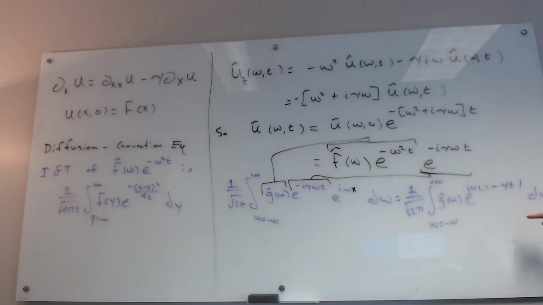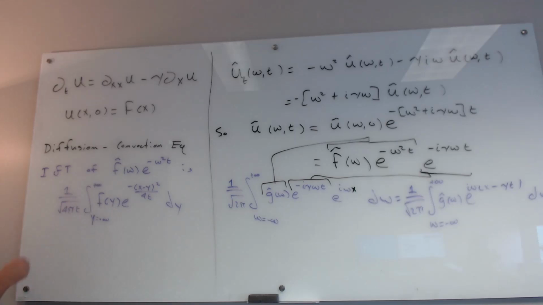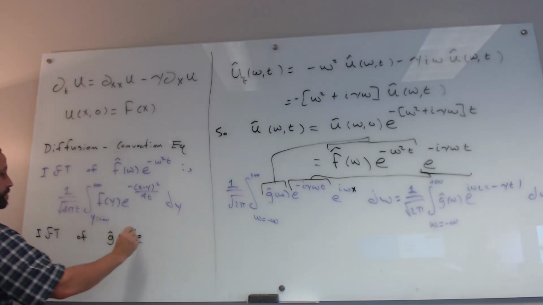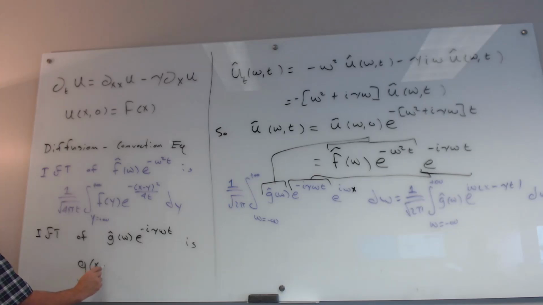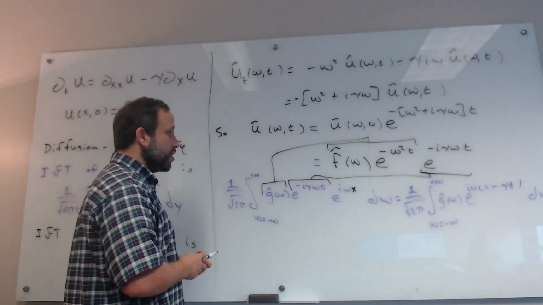Okay, well, what is this? This is just the inverse Fourier transform of g hat, but evaluated at x minus gamma t instead of x. So what this tells us then, is that the inverse Fourier transform of g hat of omega times e to the minus I gamma omega t is g of x minus gamma t. That's what this says over here: it is the inverse Fourier transform of g, but we are evaluating it at x minus gamma t.